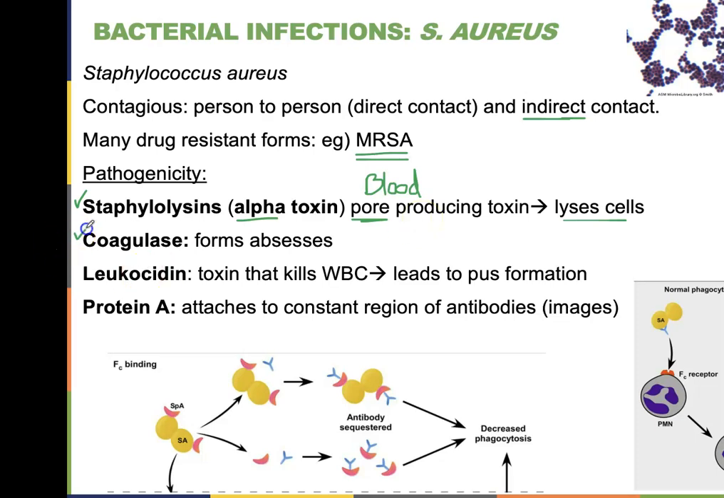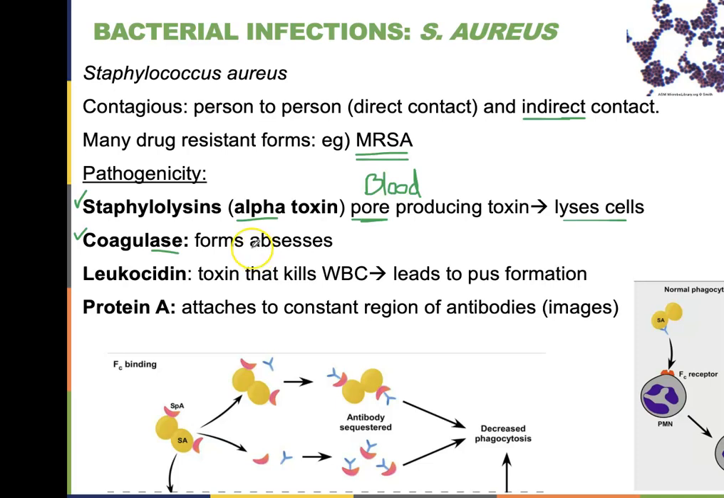Coagulase is an enzyme, and you know this by ending in ASE. This can form abscesses. Coagulase is going to be able to coagulate the proteins in our fluids and also in our blood. And your body will coagulate substances to kind of contain them.